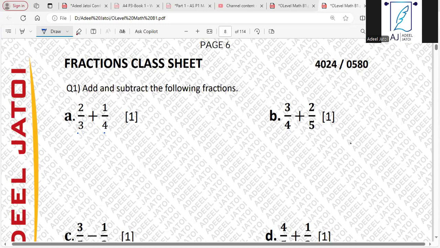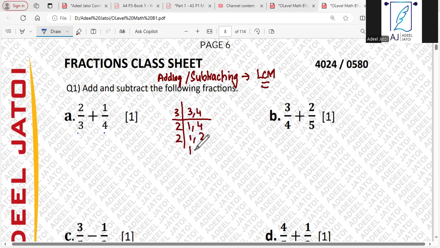What we are trying to do is learn how to solve fractions. Whenever you are adding or subtracting fractions, you need to take the LCM. To find the LCM, we take the denominators, let's say 3 and 4. 3 ones are 3, leaving 4. 2 twos are 4, and 2 ones are 2. What are you left with? 3 into 2 into 2: 3 twos are 6, 6 twos are 12. So this becomes your LCM.